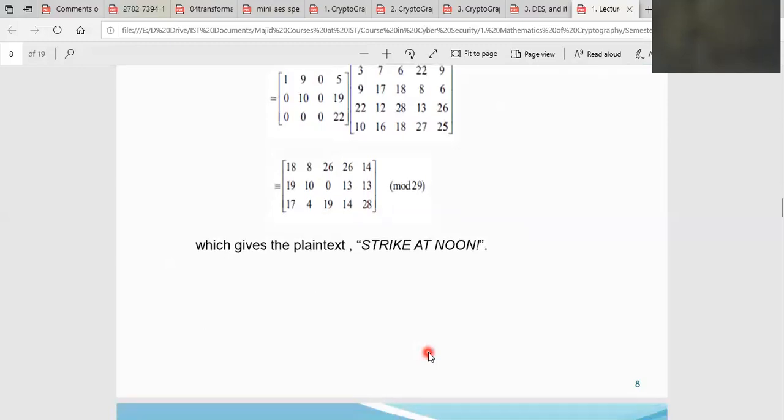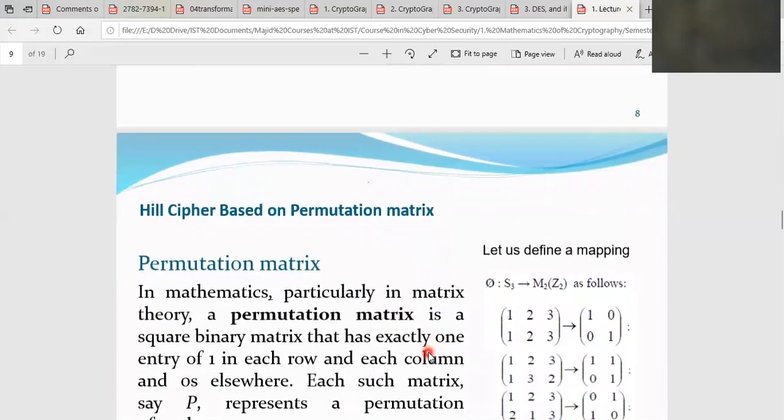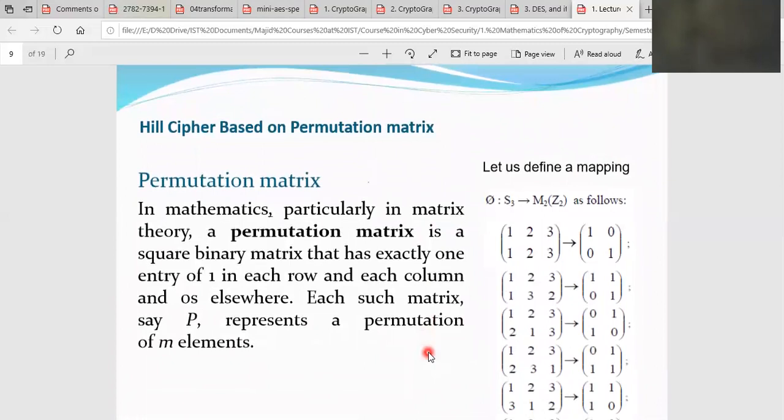Let us consider another variant of Hill cipher, the Hill cipher that is based on a permutation matrix. What does permutation matrix mean? In mathematics, particularly in matrix theory, a permutation matrix is a square binary matrix that has exactly one entry of one in each row and each column and zeros elsewhere. Each such matrix, say P, is represented by a permutation.